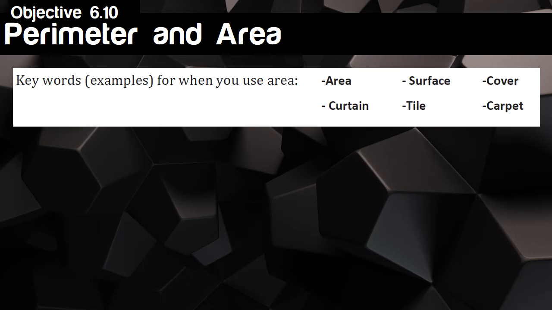And here we have some keywords for when we use area. It might actually say the word area, but things like covering. You might see a pool cover, any type of cover. We have carpeting would be the area, tile, curtains, the surface. Anytime you deal with these keywords, we're using those area equations.